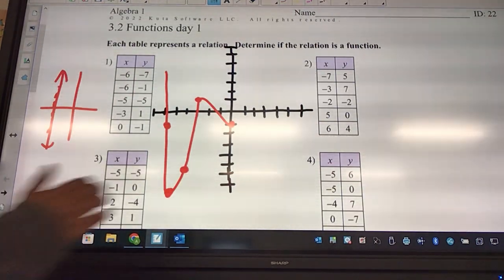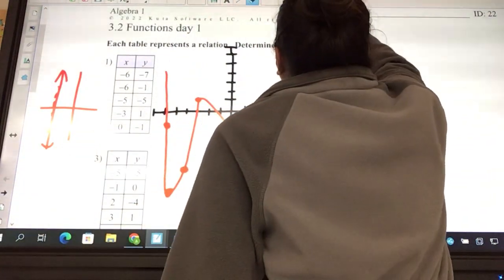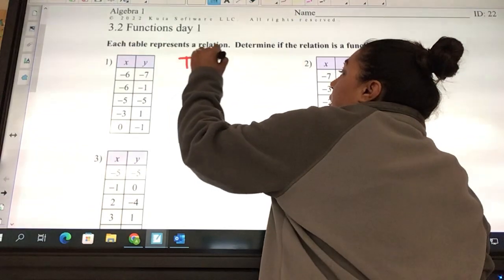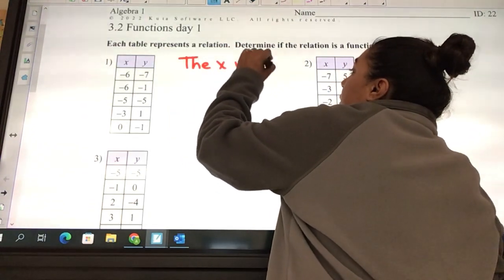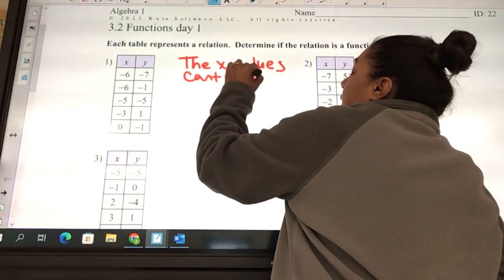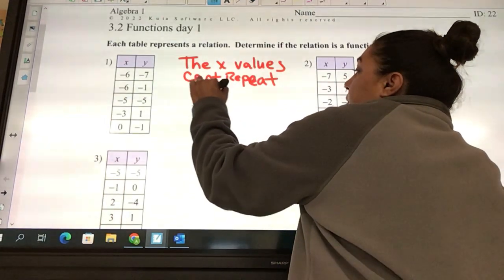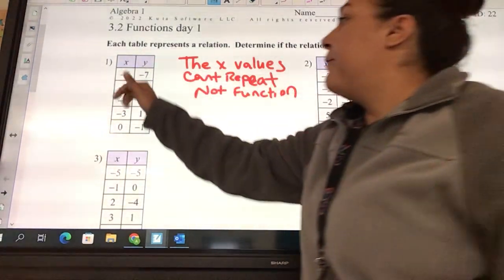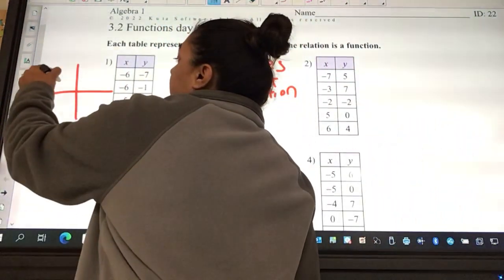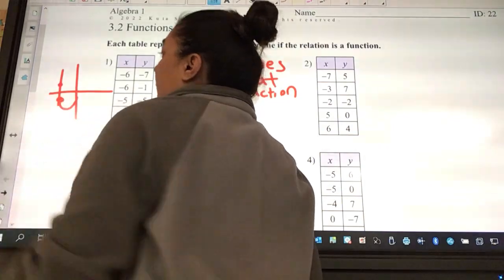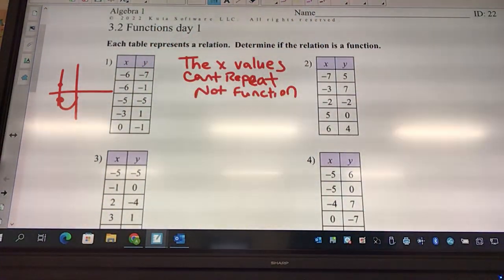Okay, but when you're doing it with tables, the rule is the x values can't repeat. If they do, then it's not a function. Okay, but the y values can, and we could see when we graph this that those 2 6s, you got one maybe right here and one right here. That means that they're going to connect together at a straight line before they go back over, and it's going to fail the vertical line test. Okay, but the y values can repeat.